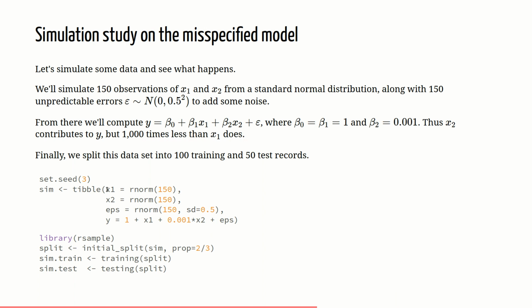So here you can see the setup. So x1 is just a standard normal, 150 instances of standard normal. So is x2. So is our noise term, okay, which has less variance than the x1 and x2, and then we've computed y. So we know that y is related to both x1 and x2, but the effect of x2 was much less than the effect of x1.